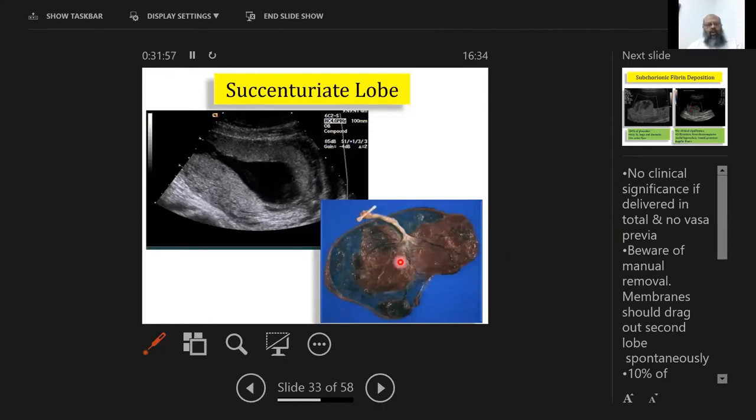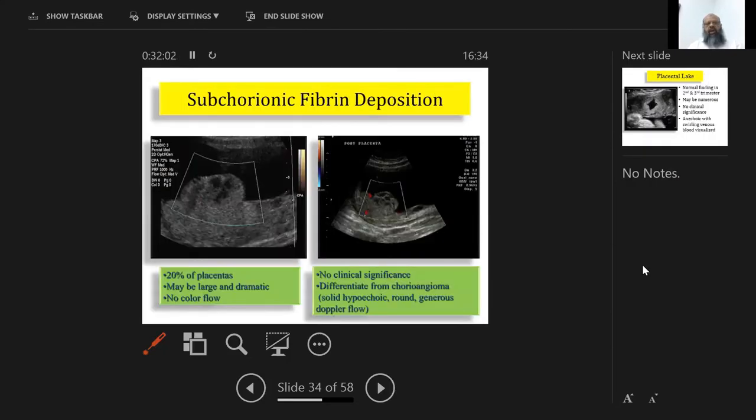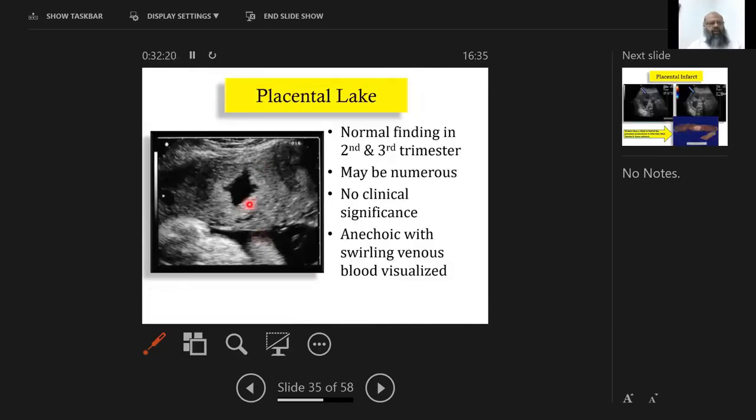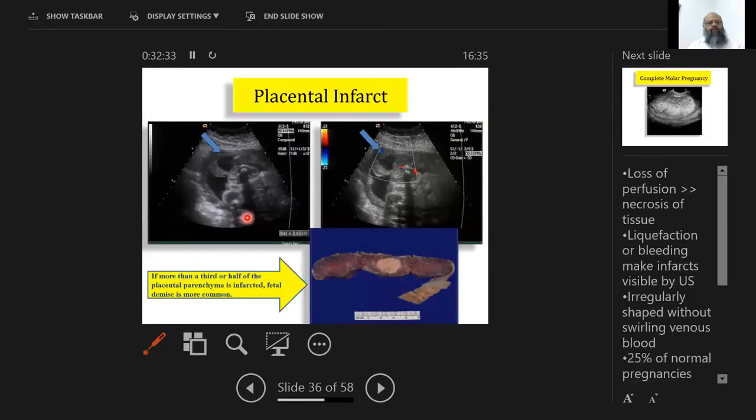Membrane should drag out, second lobe, and then spontaneously we can have about 10% of deliveries which are having mild, minor type of complications during delivery. Subchorionic fibrin deposit, this is the fibrin which is deposited, and we can have the placental lakes within the placenta. Normal finding in second to third trimester, may be numerous, no clinical significance, anechoic and swirling venous blood visualized.